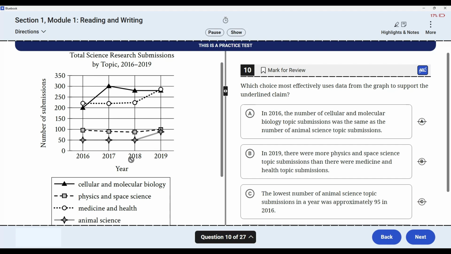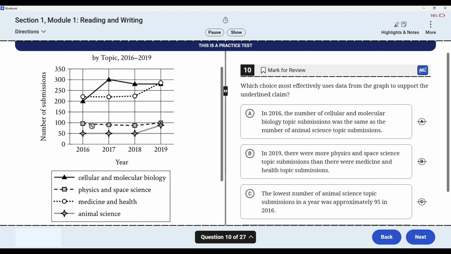Then you're going to look over at the y-axis and try to figure out what it's saying. You can see that it's saying that in 2016, the number of submissions would have been 50 for this one, 100 for this one, 200 for this one, and maybe 225 for the highest one. But you can't really understand the whole graph until you look at the y-axis along with the x-axis. Now you need to understand the relationship that they have over time.